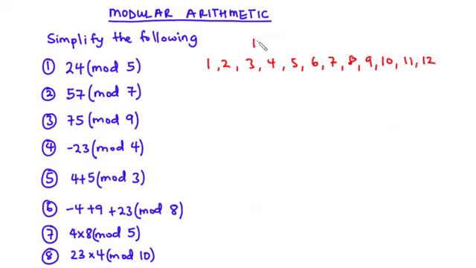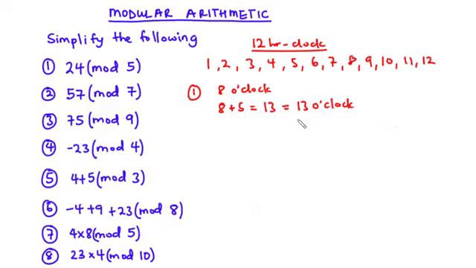Now let's consider two cases. Case 1: assuming it is 8 o'clock now, what will be the time in 5 hours? In 5 hours' time, basically we are going to add 5 to 8. So we have 8 plus 5, which is equal to 13. So we say that it is 13 o'clock. But instead, the clock does not display 13 o'clock. It displays 1 o'clock.